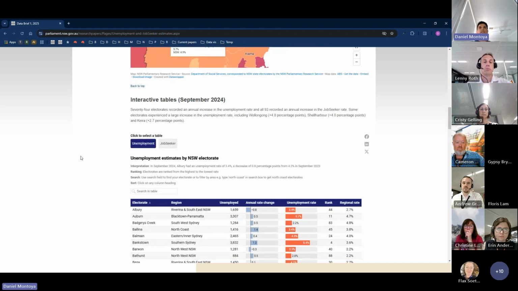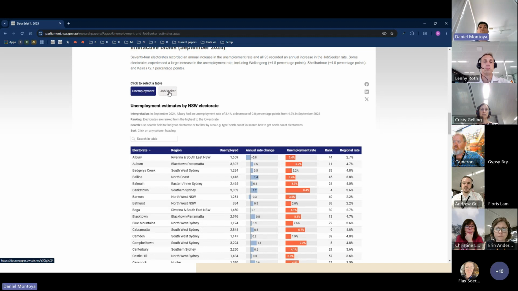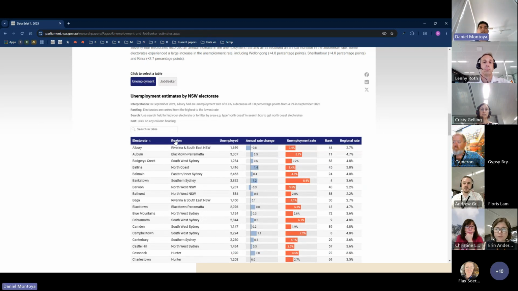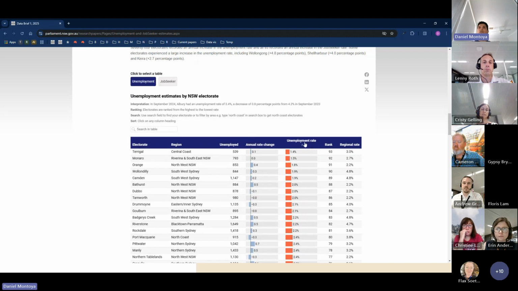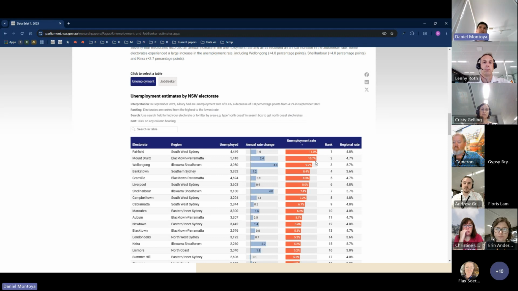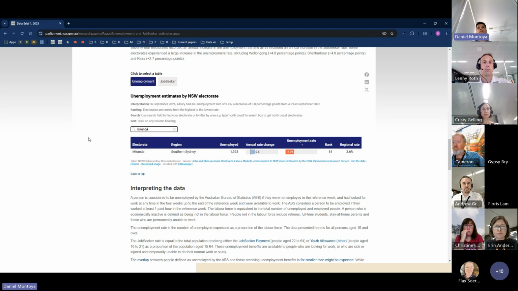The third tool we have is a set of interactive tables, again, one each for unemployment and job seeker data. With this table, you can click on any of the column headings and it rearranges the data for you. So for example, if you click on the unemployment rate, you can see which electorates have the highest unemployment rates, or had back in September last year. You can use this box here to search for your electorate. I live in the Miranda electorate.